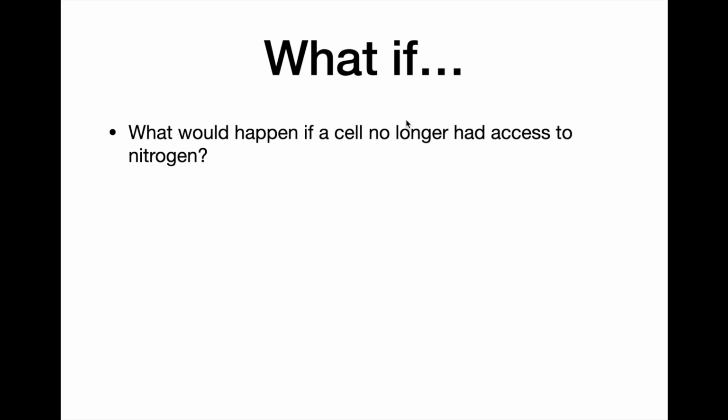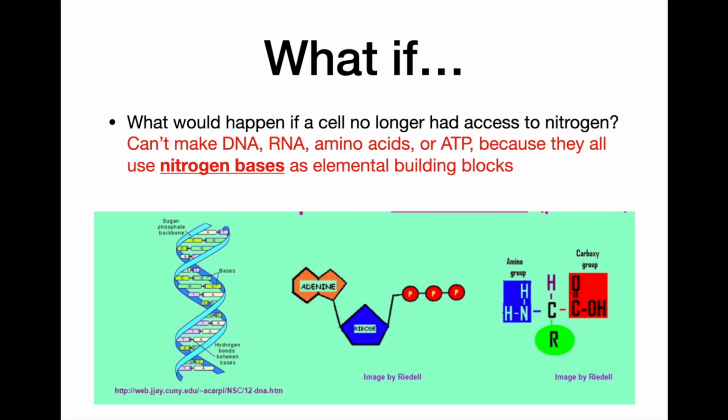So, what would happen if a cell no longer had access to nitrogen? We talked about the nitrogen cycle. Well, nitrogen is necessary for DNA, RNA, amino acids, ATP. If you didn't have nitrogen, you couldn't make any of those things. You need ATP. This is adenosine triphosphate, ATP. You need that for energy.